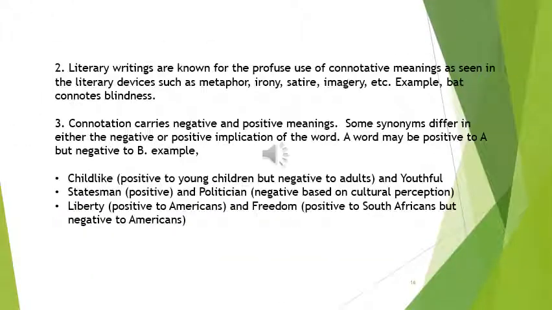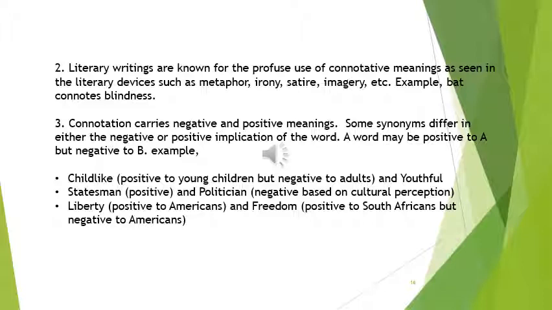Another important thing is that literary writings are known for the proper use of connotative meaning, as seen in the literary devices. That is, in literary writings, we have more of connotative meanings like metaphor, irony, imagery, and so on. That is, when we say somebody is like a lion, it is telling us that that person is very strong.